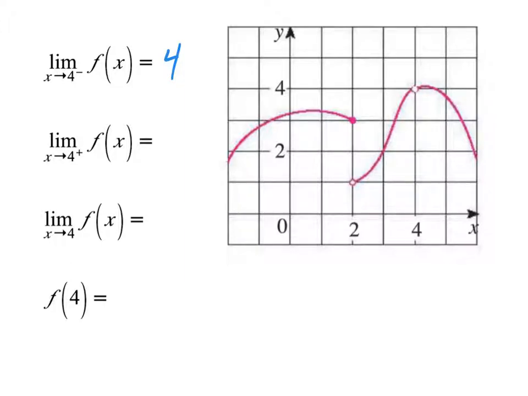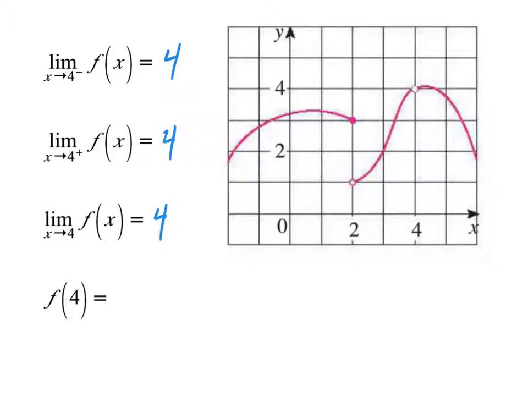What about from the right side? So as I'm approaching this from the right side, what number am I approaching? 4. Again, I'm approaching a y value of 4. Now, was it the same from both the left and the right? Yes. That means that that's what the actual limit is at 4 itself. Not just from the left to the right, but the actual limit at 4 then is 4.